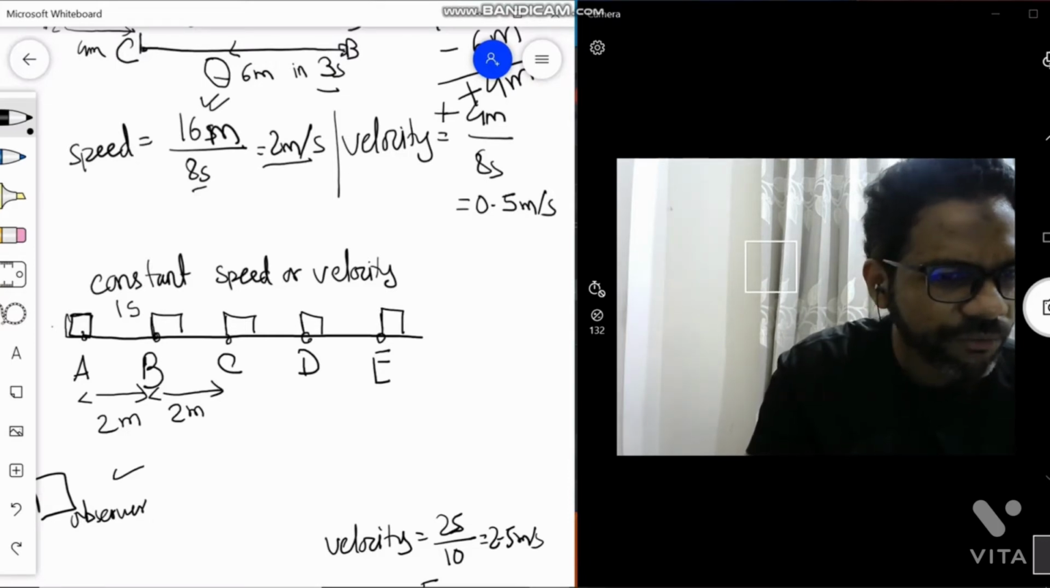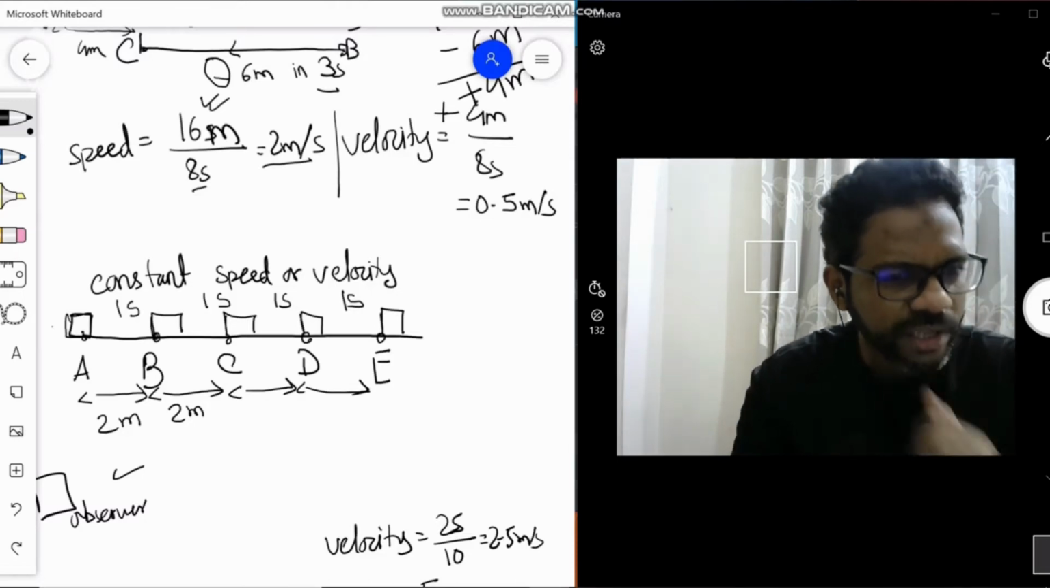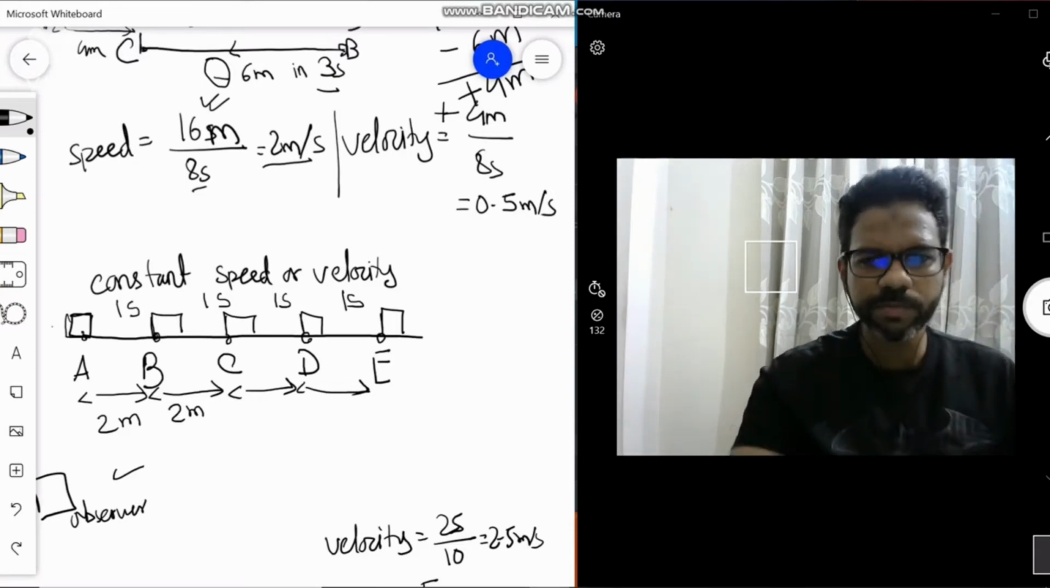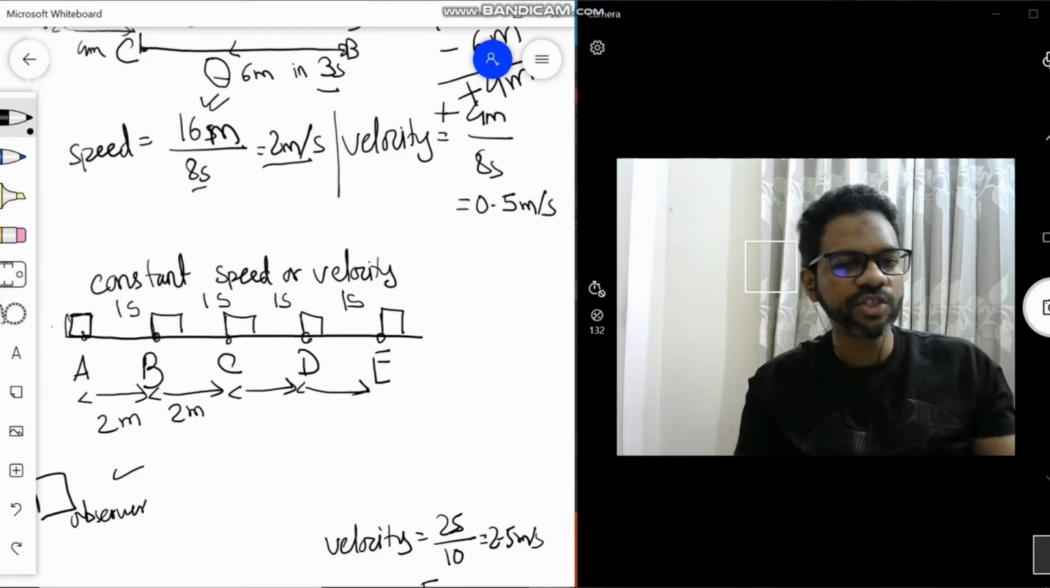So after every 1 second, the observer observes that the object has moved a distance of 2 meters. Okay, so the same time and the same distance after every 1 second interval. So the observer tries to find out the average speed of the car. How much did the car move in total and how much time did it pass?